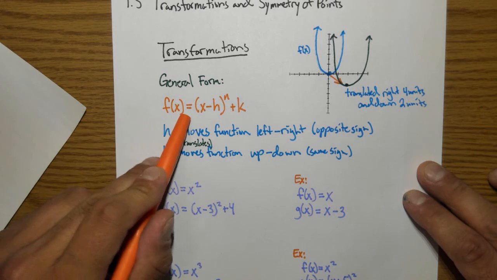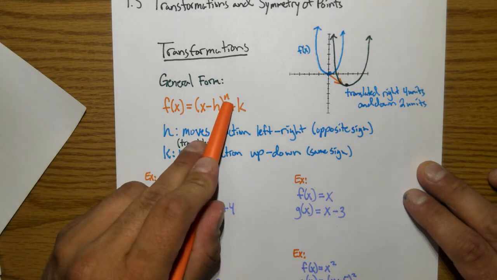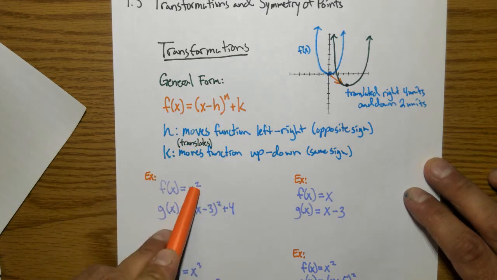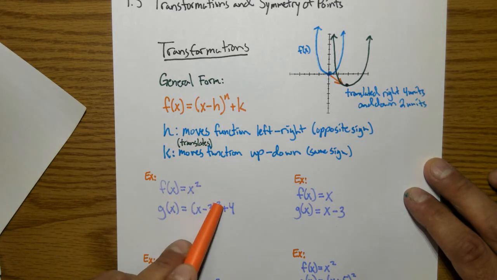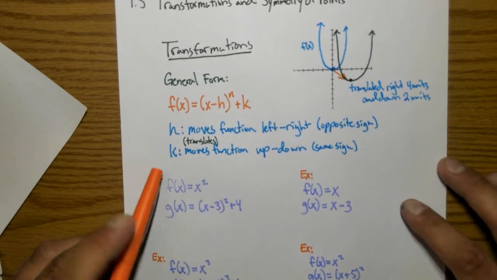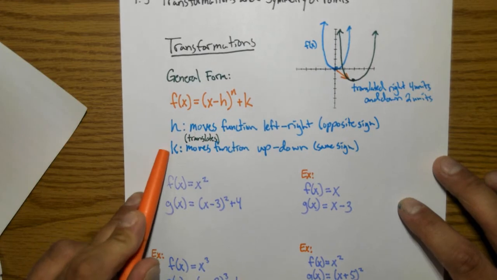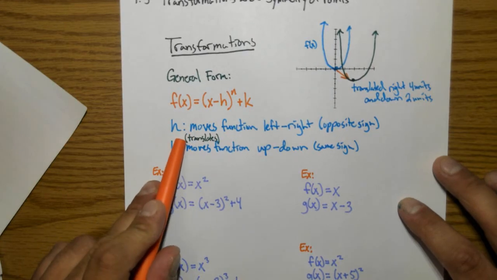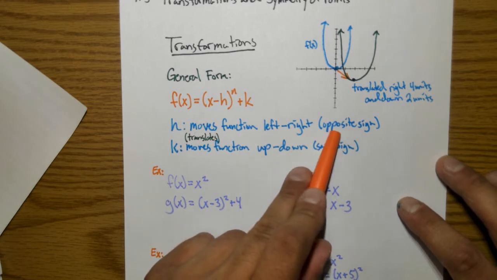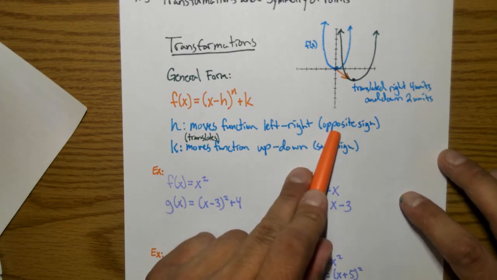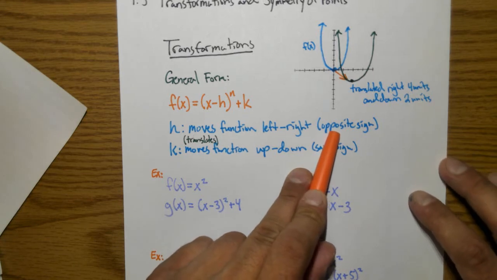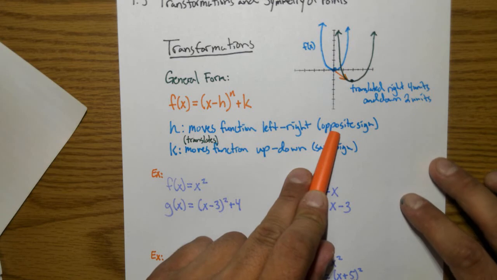We have f of x is equal to (x minus h) to the n plus k. N could just be any number. It's just whatever your function is raised to, like second power, third power, so on. But it's h and k that we're concerned with. H moves or translates the function left to right, and it's read as the opposite sign. So for instance, if it says -2, it's really going to the right 2 units. Or if it says +2, it's really going to the left 2 units.